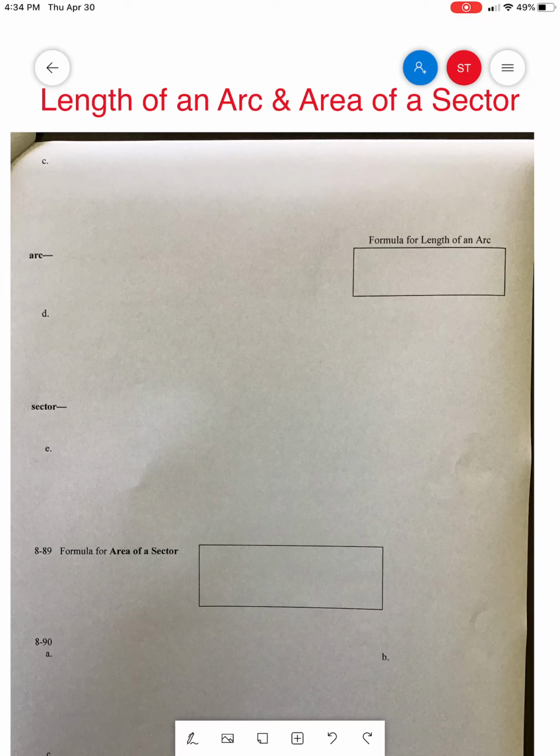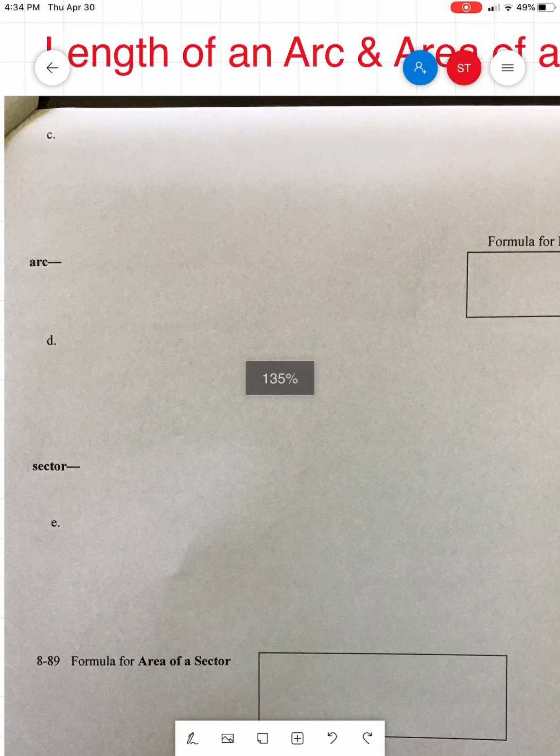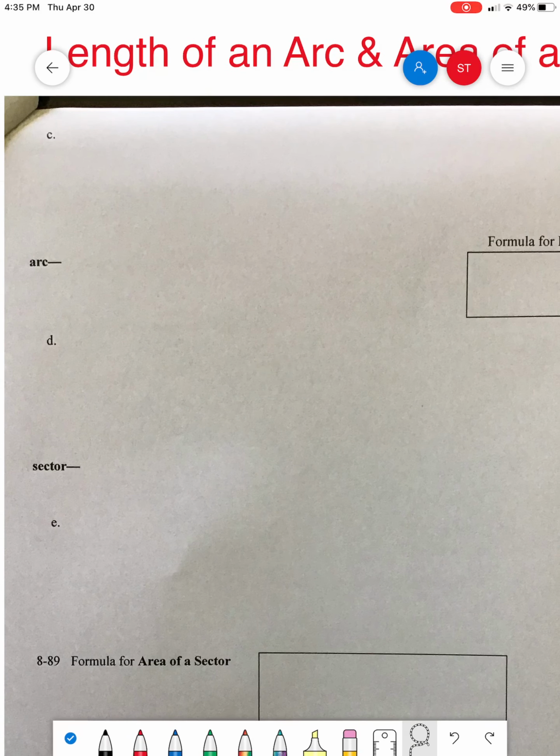All right, kids, I'm going to show you what an arc is. So let me zoom up a little for you. If I draw a circle, no, that's not going to do it. That's better. Okay. So an arc. This is an arc right here. Do you see that? It's just part of a circle, or part of the circumference.